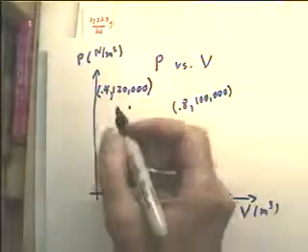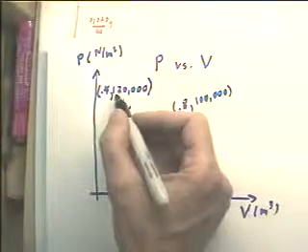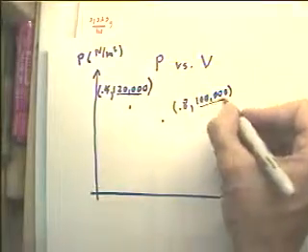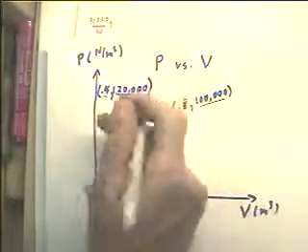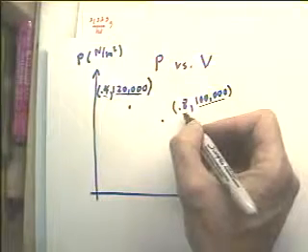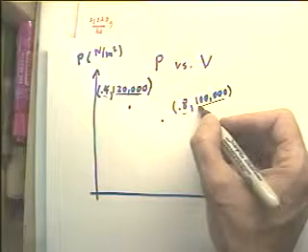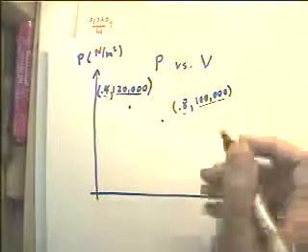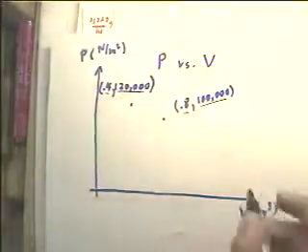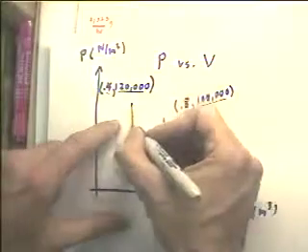Now let's say that we have 4/10 of a cubic meter and a pressure of 120,000 newtons per square meter. Too many commas in here, but I can't really avoid that. And at a volume of 0.8 cubic meters, we have a pressure of 100,000 newtons per square meter. What could possibly be the interpretation of this graph?